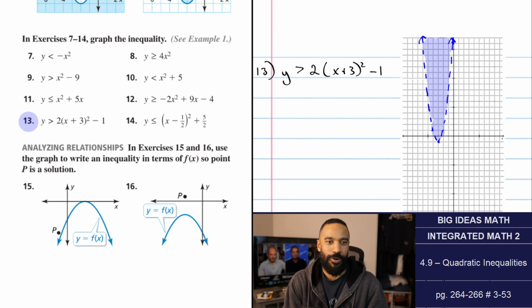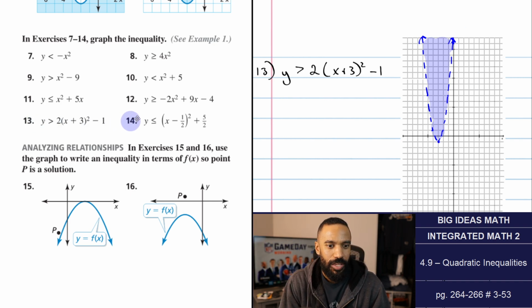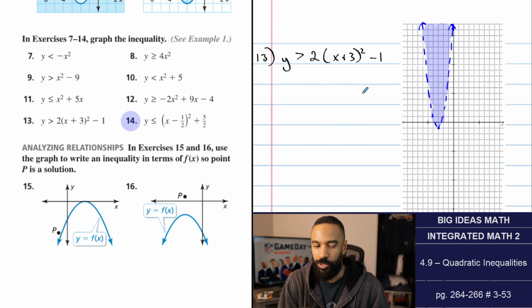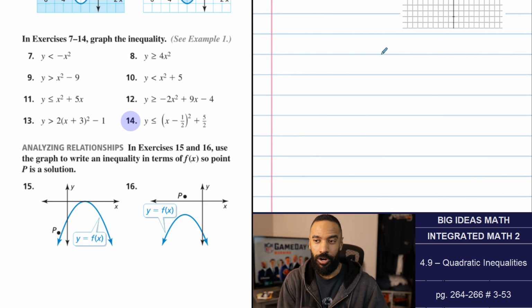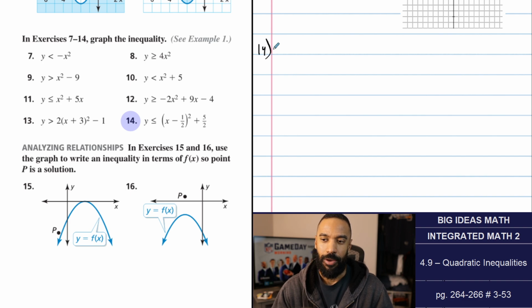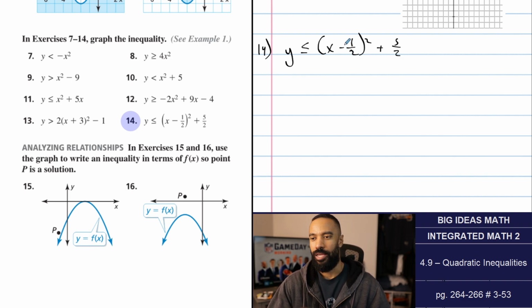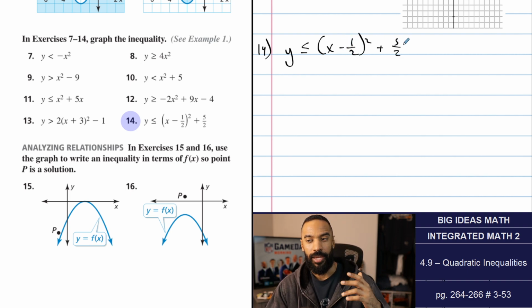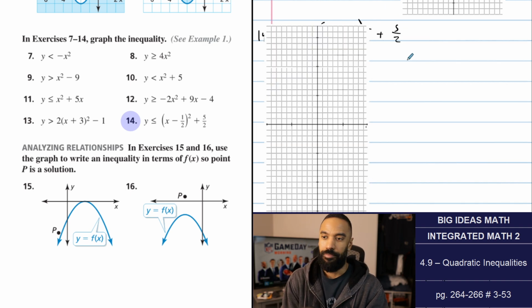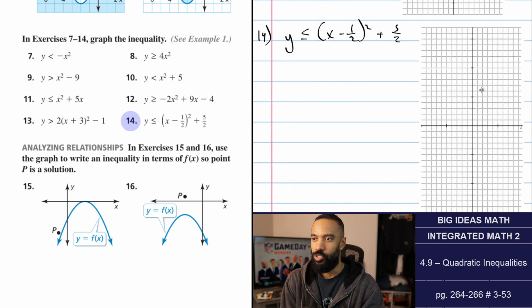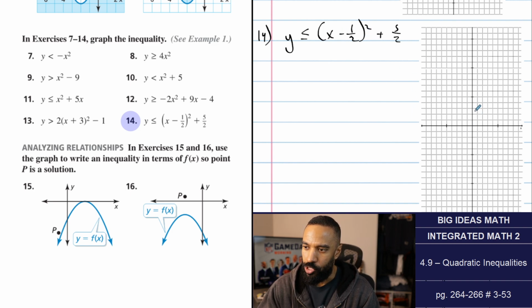Okay. Number 14, last one of this set. Y is less than or equal to. So solid curve, shade below are already 2 things that I know about it. Now we just got to know how to graph the boundary curve. It's got a stretch factor of 1, goes upward. Now 1/2 is 0.5. So at 0.5 comma, this is 2.5. And it goes upward. So 0.5, remember it's opposite of the sign. 0.5 comma 2.5, smack dab right there.